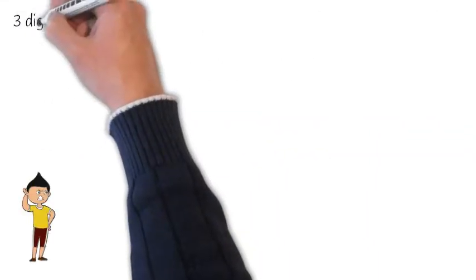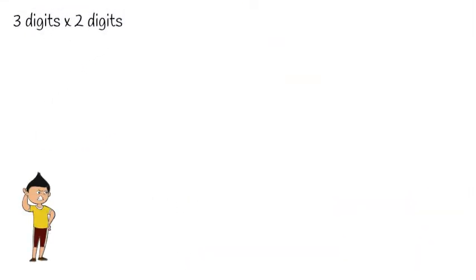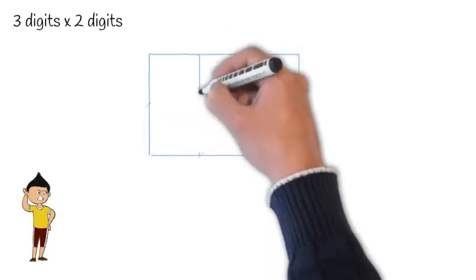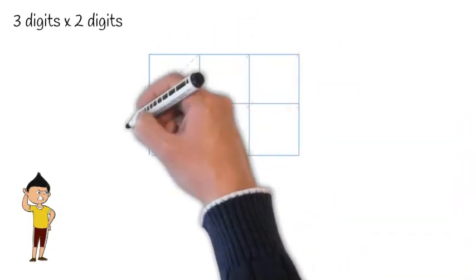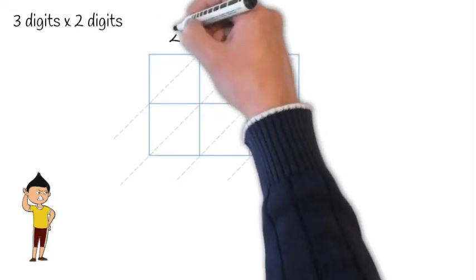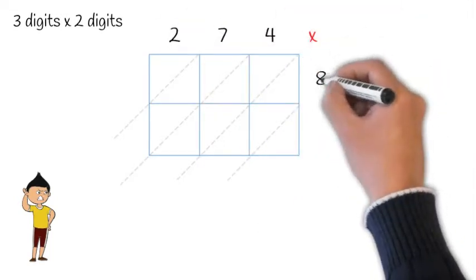Let's start by multiplying a 3-digit number by a 2-digit number. So we'll need a 3 by 2 grid. And then we need to diagonally split each box in half, corner to corner. So we're going to multiply 274 by 85.